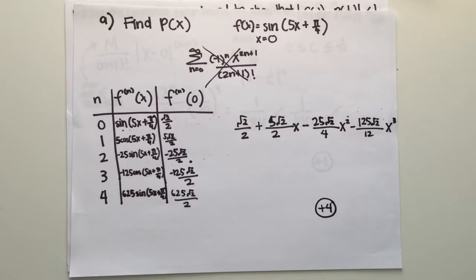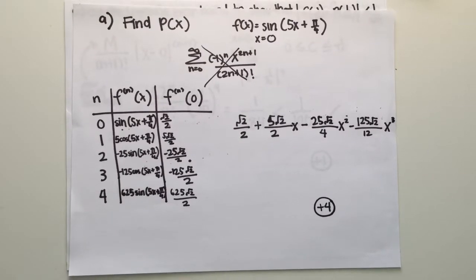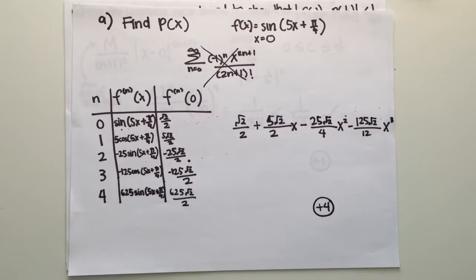And this problem is worth 4 points for getting the correct polynomial, and they will subtract 1 point for every missing or extra term and error.